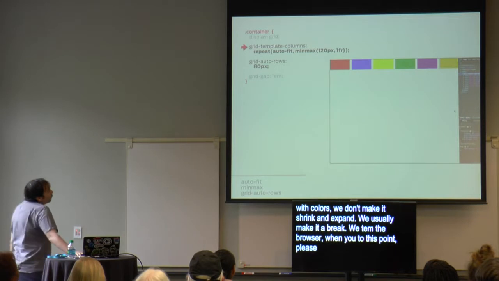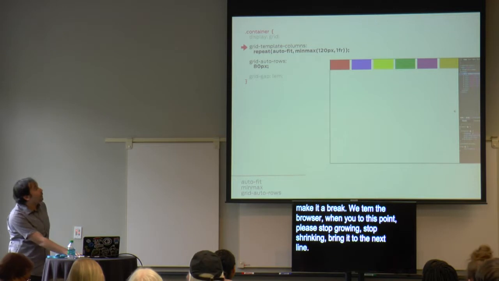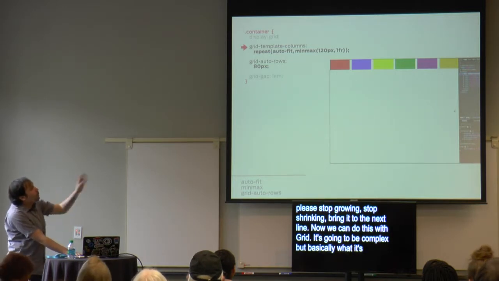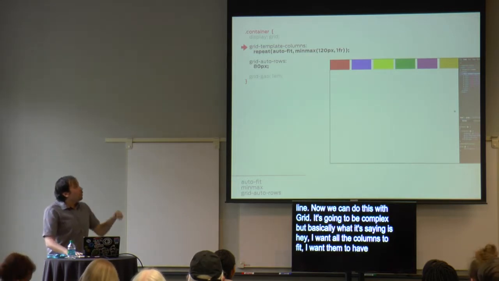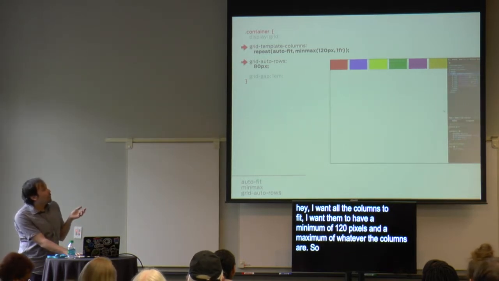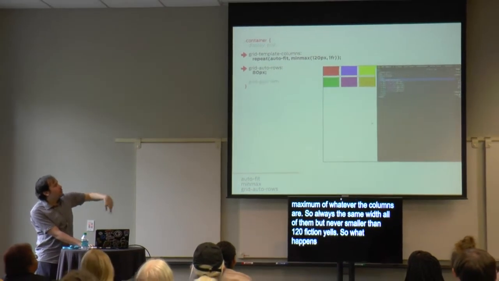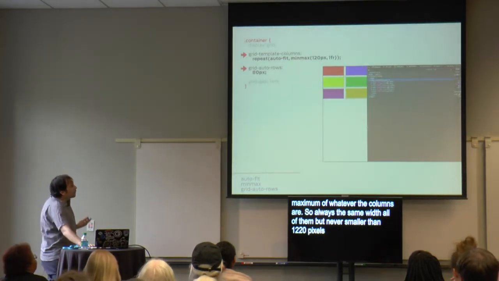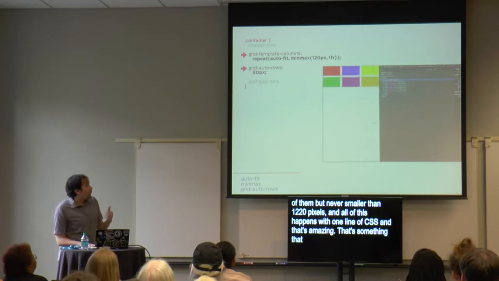Now we can do this with grid. The code is getting a little bit complex, but basically what it's saying is, hey, I want my columns to auto-fit, and I want them to have a minimum of 120 pixels and a maximum of whatever the other columns are. So they're always the same width, all of them, but they're never smaller than 120 pixels. So when something gets to 120 pixels, it just goes to the next line, and the next line. And all this happened with one line of CSS. And that's amazing. That's something that we have not been able to do until now. That's one of my favorite parts of CSS Grid.